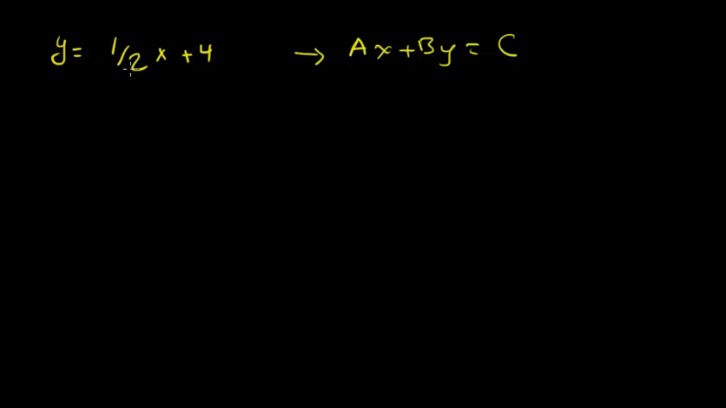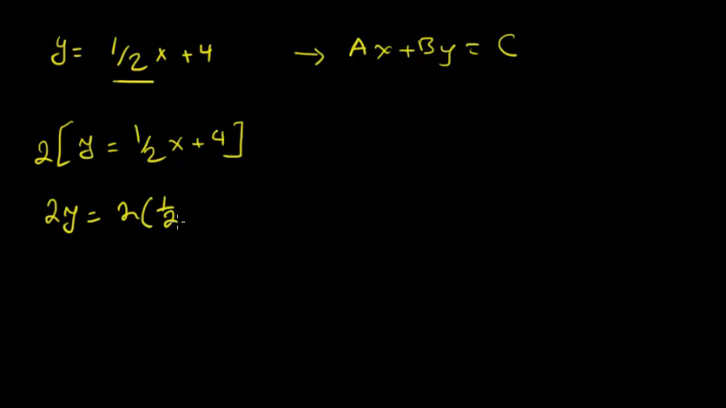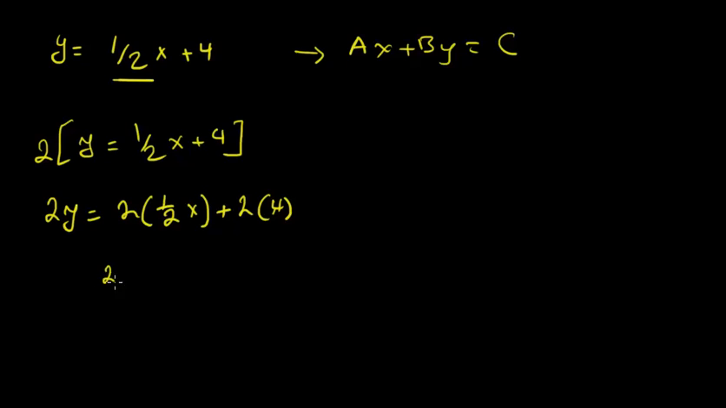So the first thing is to take care of this fraction, because in standard form you can't have fractions. Therefore, we multiply the entire equation by 2. We'll have 2y equals 1/2 x plus 4. We distribute 2 to the entire bracket. We'll have 2y equals 2 times 1/2 x plus 2 times 4. So we'll have 2y equals x plus 8.